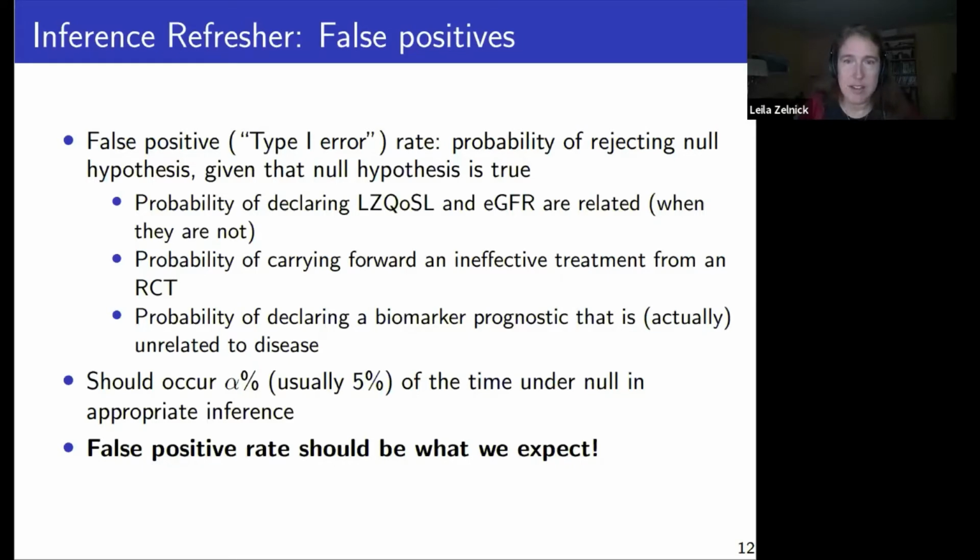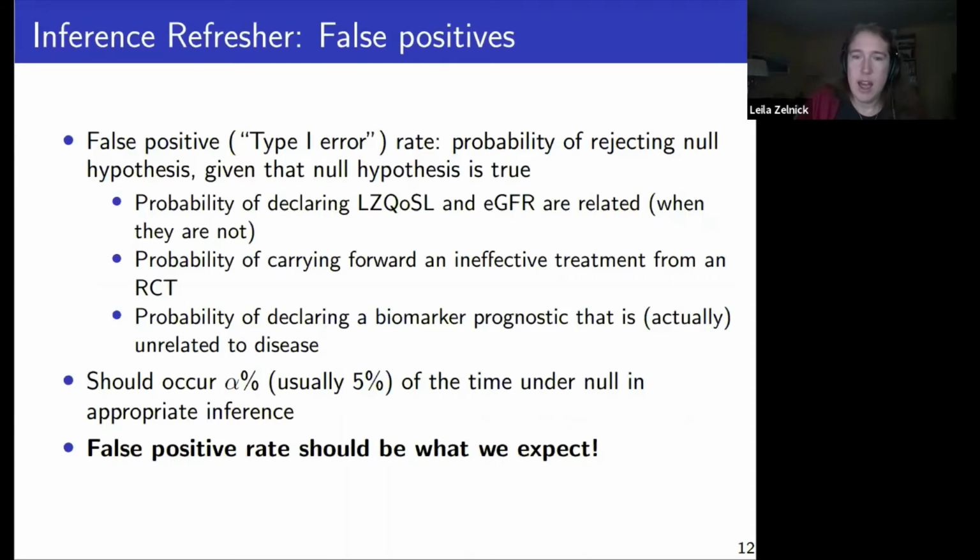And I'm here to claim and try to convince you that the false positive rate should be what we expect. It should be 5%. Now, that sounds like a tautology, but I'm going to try and convince you that it's not. I'm similarly going to try and convince you that it's very important to inference that the false positive rate should be what we expect. So imagine if you thought you were only carrying forward 5% of ineffective treatments in the RCT setting, but in fact, you were actually carrying forward 20 or 30%. That would be a very big deal, both as a researcher, as a statistician, as a provider, and as a consumer of, say, drugs.